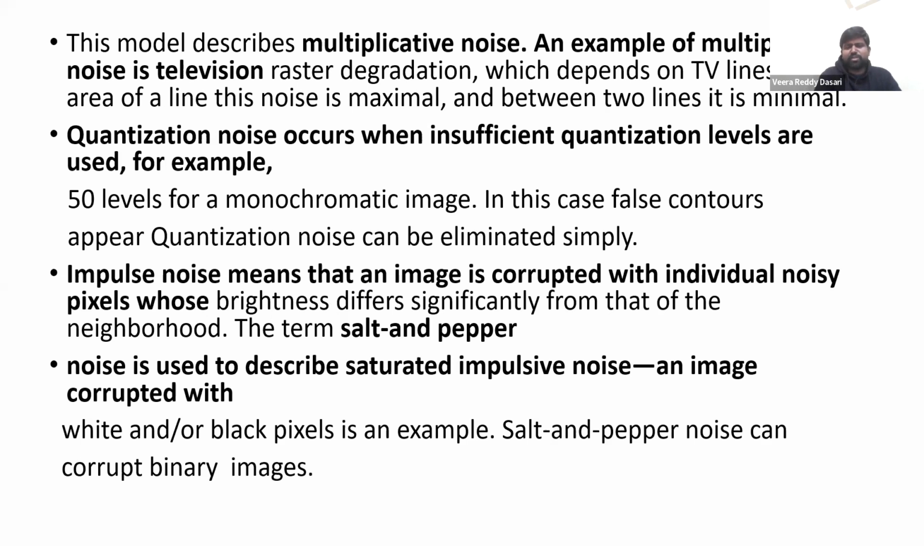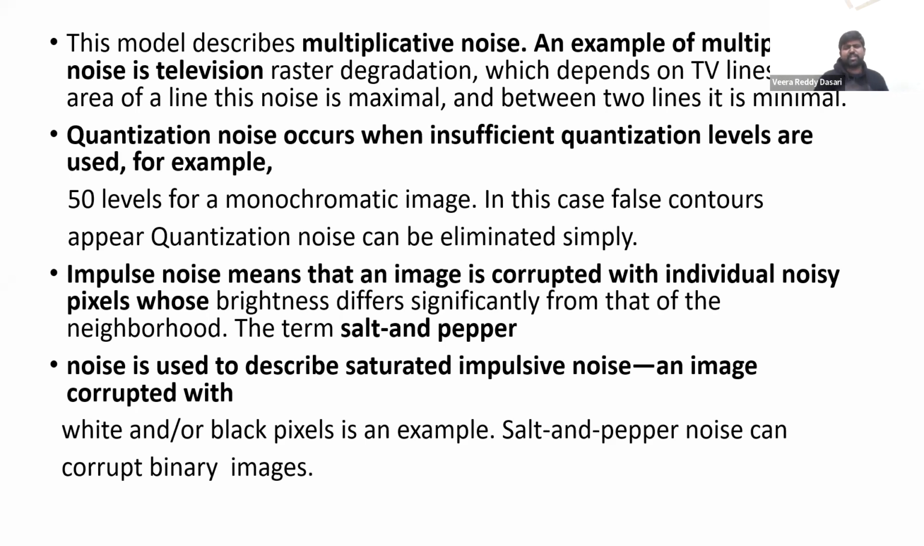So here, in the case of impulse noise, the image is corrupted and the noisy pixels have a change in brightness compared to their neighborhood pixels. That is why we use the term salt and pepper. Impulse noise is also known as salt and pepper noise. So, additive noise, quantization noise, impulse noise. Salt and pepper noise can corrupt binary images also, as you can see.